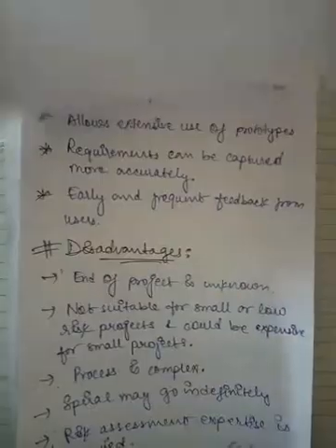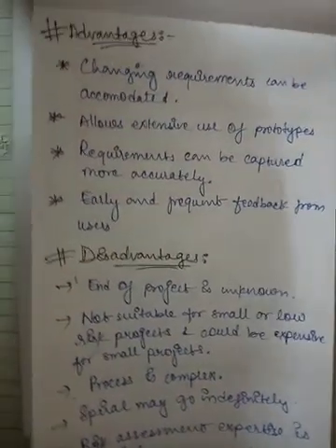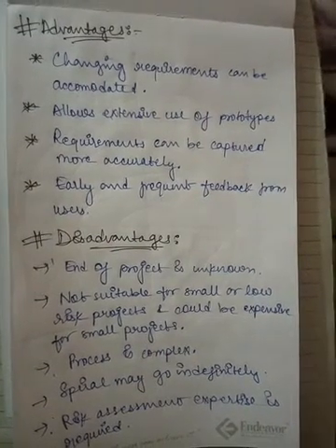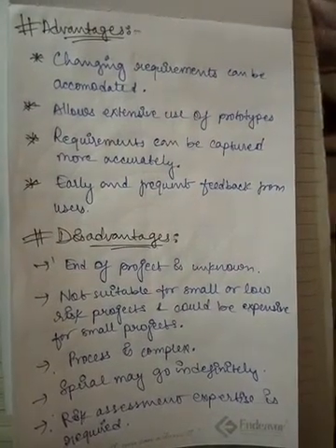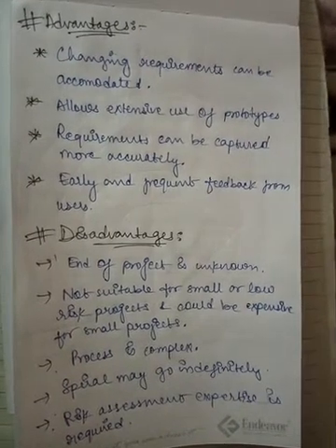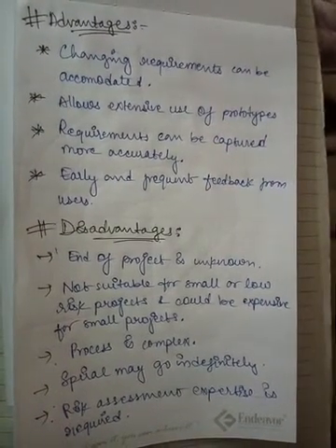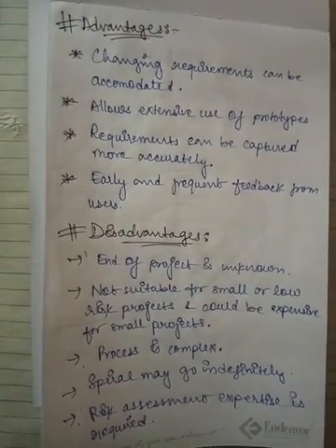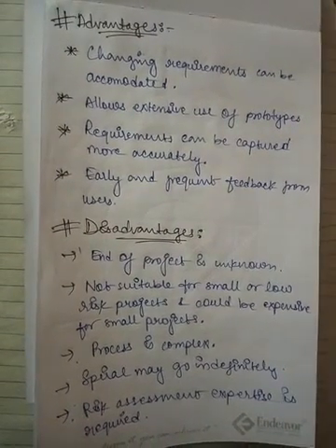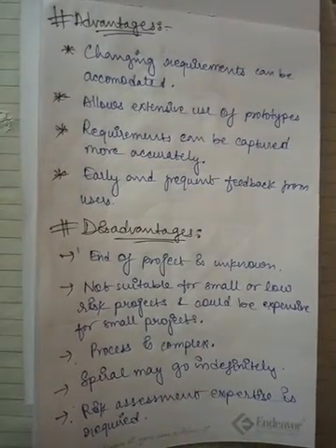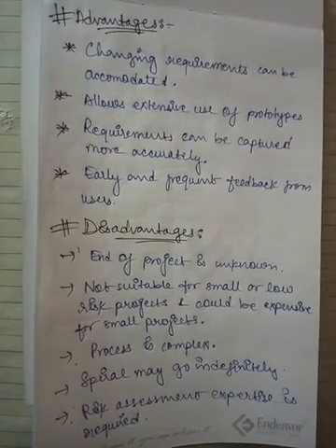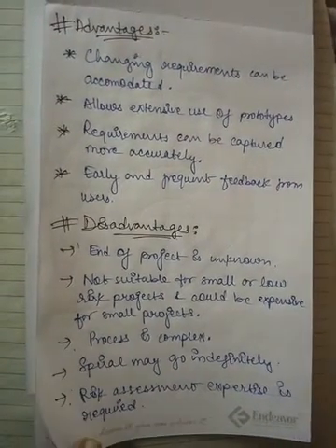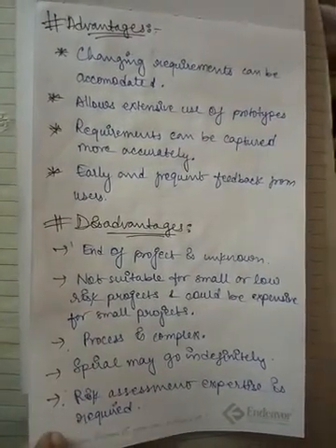Now we'll look at the advantages and disadvantages of the spiral model. Advantages. Changing requirements can be accommodated, allows extensive use of prototypes, requirements can be captured more accurately, early and frequent feedback from users. Disadvantages. End of project is unknown, not suitable for small or low risk projects and could be expensive for small projects. Process is complex, spiral may go indefinitely, risk assessment and expertise is required.